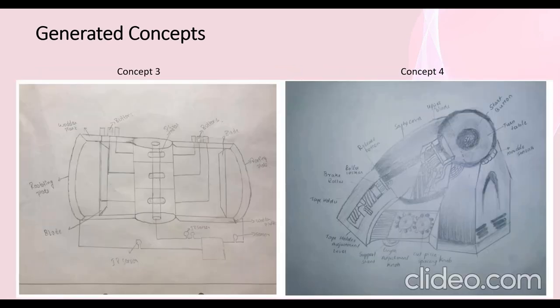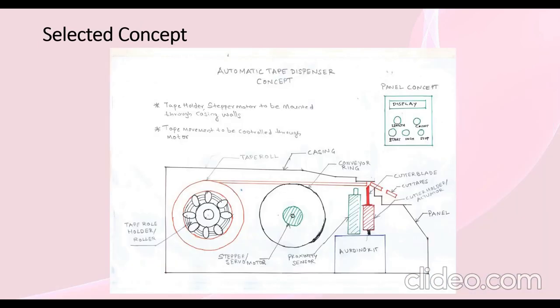In concept 3, two blades are present, a DC motor, IR sensors, rotating plates and a button. The input is given by the user and the blades and rotating plates cut the tape and dispense it. In concept 4, on pressing the start button, the turntable rotates and the blade cuts the tape and dispenses it out. The selected concept is concept 1, which is decided according to the Pugh chart.